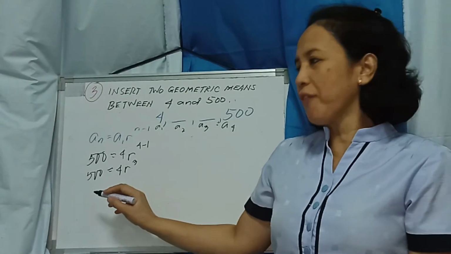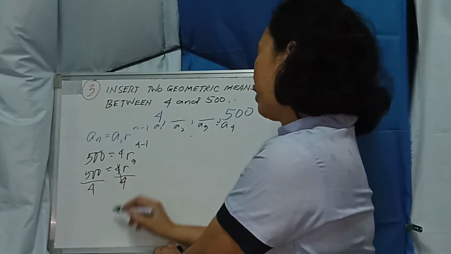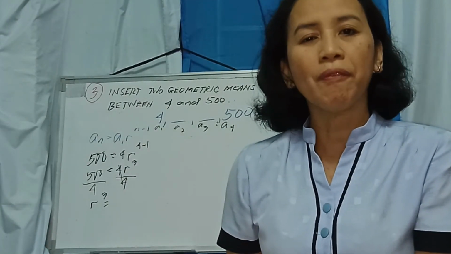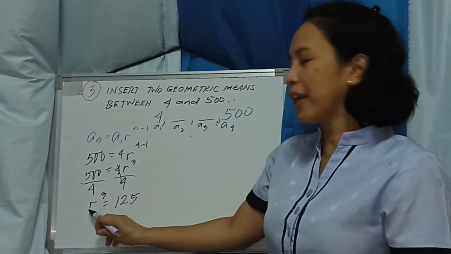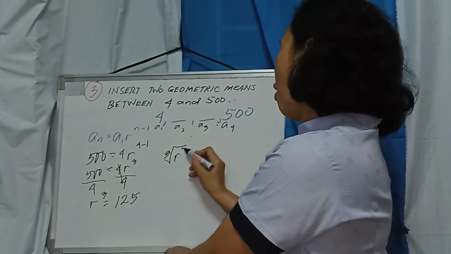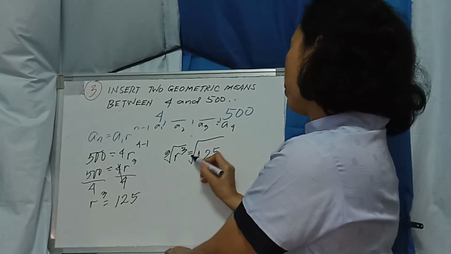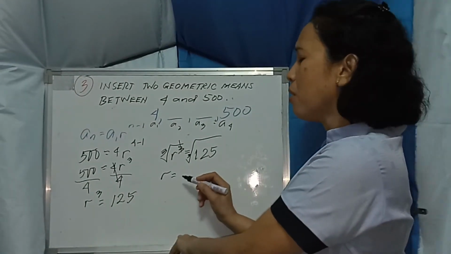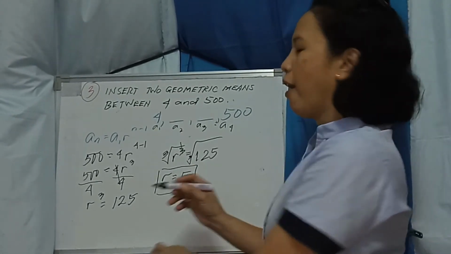To get the value of r, we have to divide both sides by 4. Then r cubed is equivalent to 500 divided by 4. So that is 125. So how do we get the r? By finding the cube root of r cubed, which is the cube root of 125. So cancel here, and then r is equivalent to 5. Okay, so the common ratio now is 5.